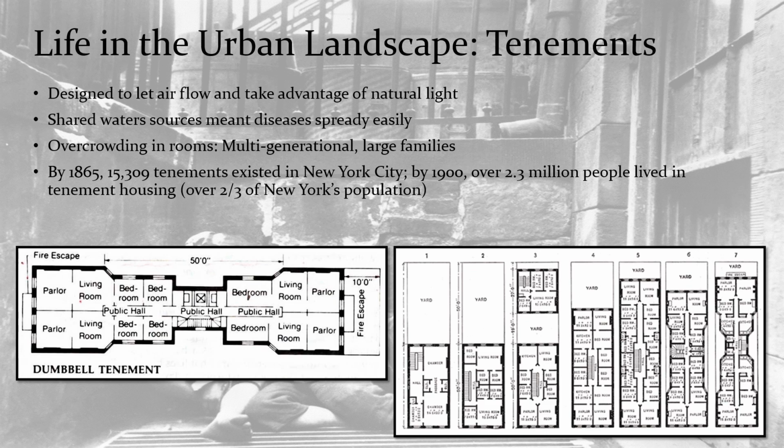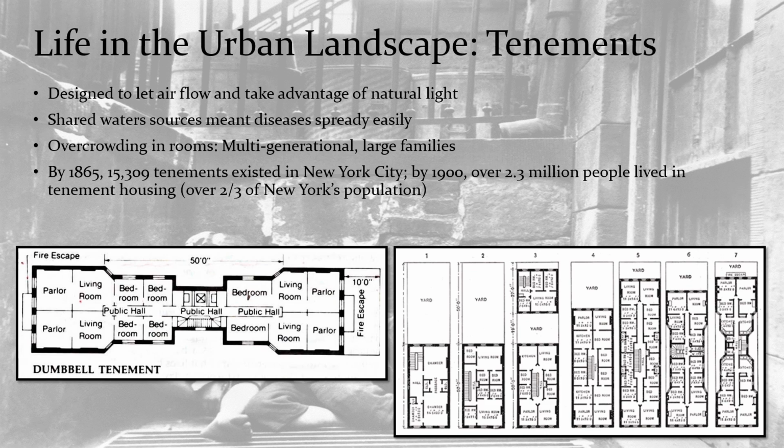And then taking advantage of natural light. All of these tenements had a yard in the back so that children could play, or people could go outside and enjoy the natural light. I'll show you some pictures in a second. You will not understand why they would want to do that. Shared water sources meant disease spread easily. Cholera was a big killer in the cities.